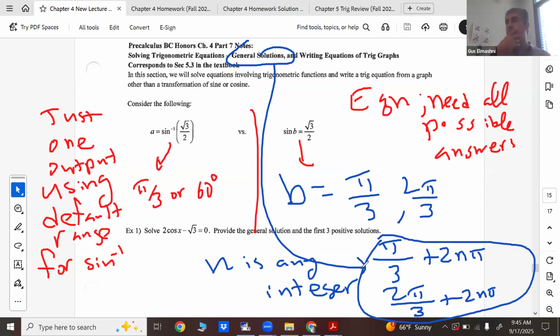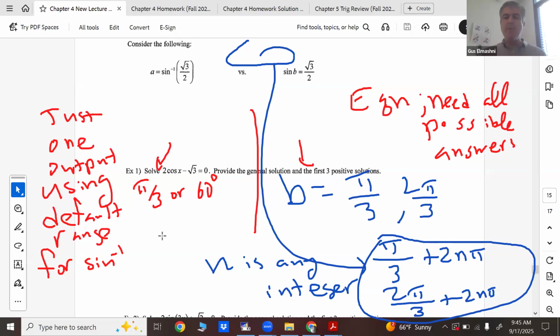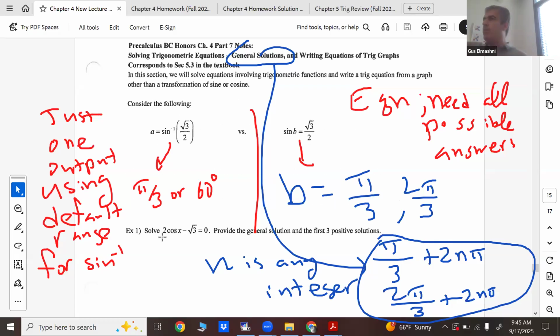And then sometimes I might ask for specific solutions. Like I might say, hey, find me the first 3 positive solutions, or find me the 4th negative solution. So then you have to understand the general solution and then use that to find a particular solution afterwards. So let's try this for example 1. Because remember, for a equals inverse sine of √3/2, I'm treating it like a function. I want one output. Doing inverse, but for an equation, I want all the possibilities.